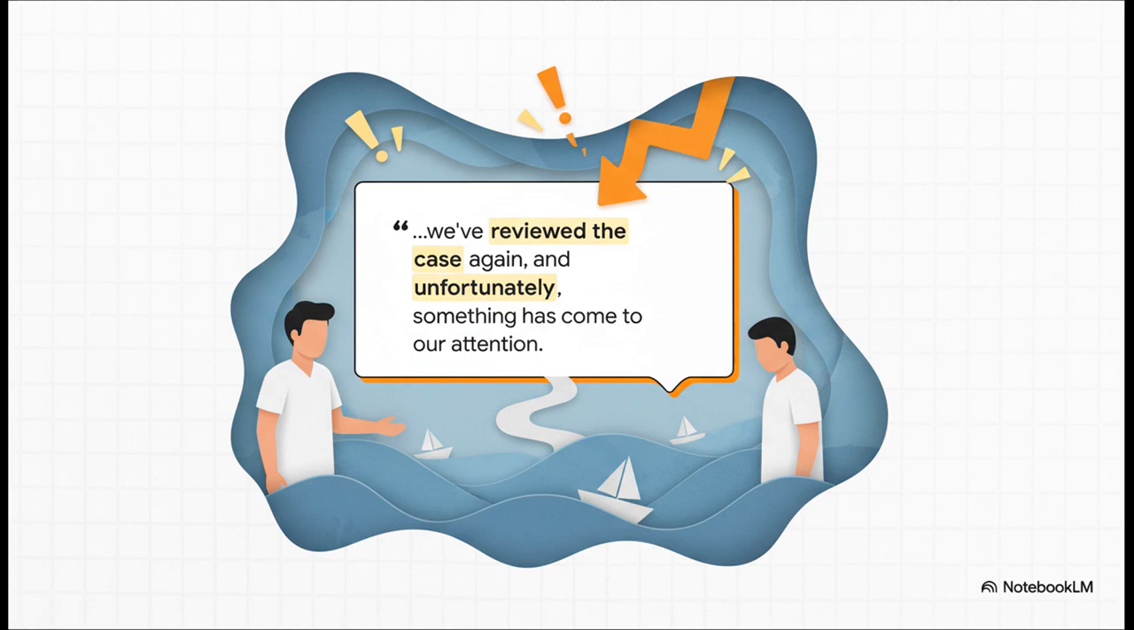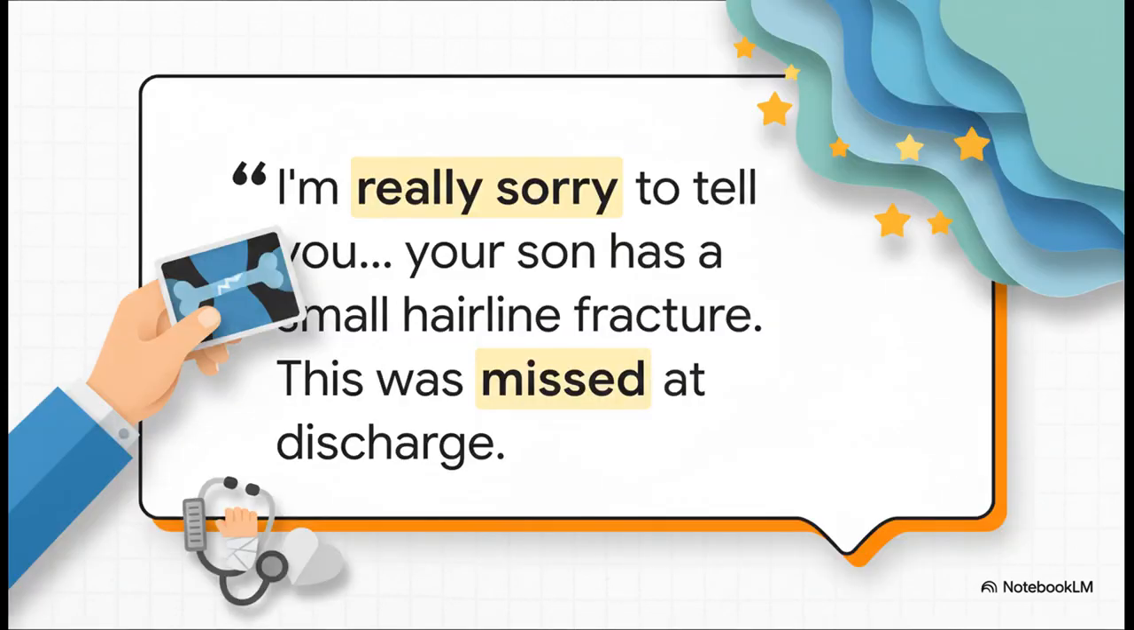Here's a perfect example. That word, unfortunately, does all the work. It instantly changes the tone and lets them know that what you're about to say isn't good news. You're guiding them into the disclosure. And then you deliver the news. Be direct, be honest, and apologize right away. Use simple, clear language. A small hairline fracture was missed. No room for confusion. And that apology needs to be upfront and sincere.